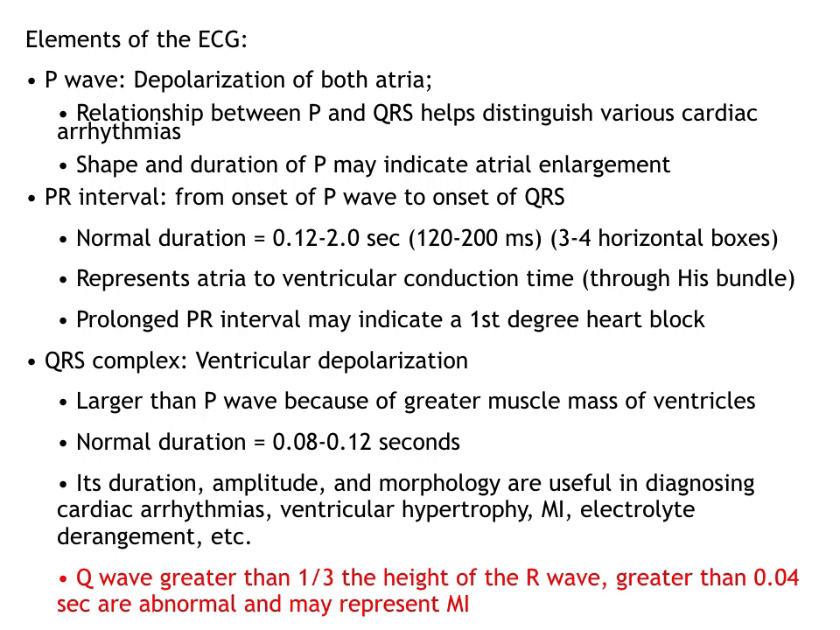The P wave represents depolarization of both atria. The relationship between P and QRS complex helps distinguish various cardiac arrhythmias. The shape and duration of P may indicate atrial enlargement.